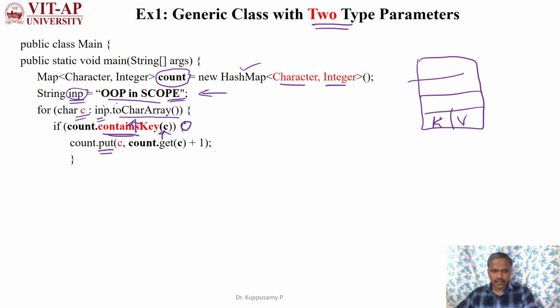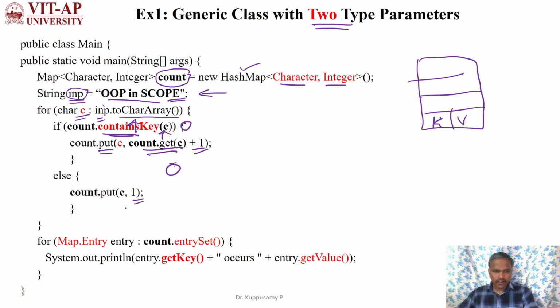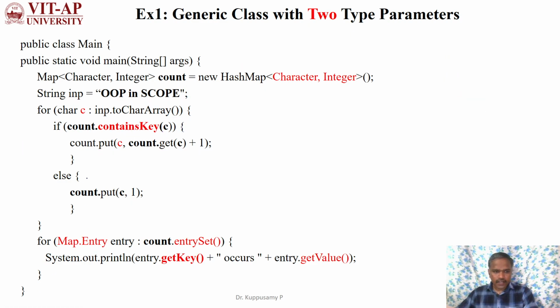The key is stored as a character, like o, and the value is counting. Initially the value is 0, and now we are adding one by one. Otherwise we are not adding that count. So when we add one by one for each character, you will get the data inside the HashMap. So how many characters are there? By using Map.Entry, we are converting that count values into a set.